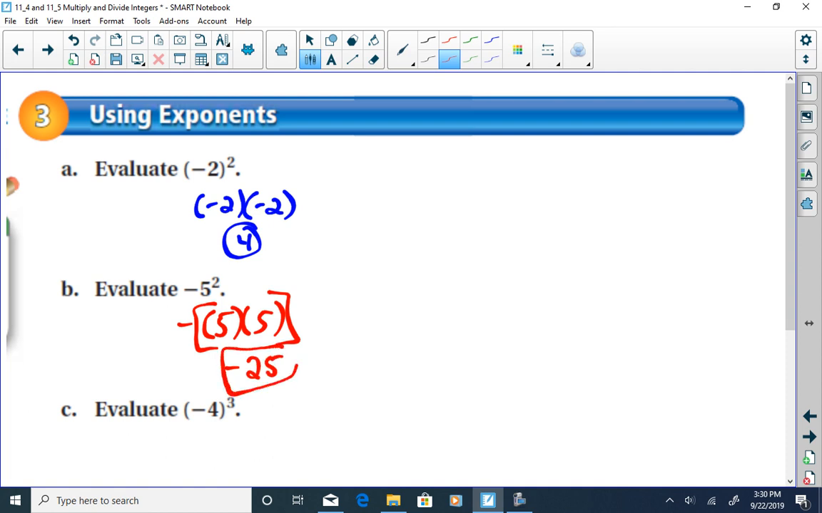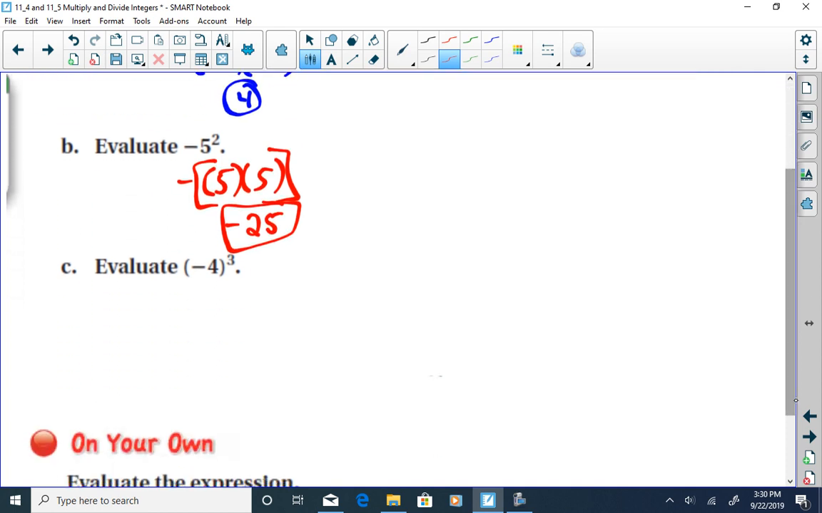That's always a place where students are going to make mistakes, but we have to really pay attention to what the base is in each one of these powers. Because the parentheses are around the entire -2, that means -2 is going to be the base, and that -2 is going to be used as a factor the exponent number of times, which is 2. In this next example, because there are no parentheses, the base is going to be the 5. The 5 is going to be squared, or used as a factor 2 times, and we want the opposite of that.